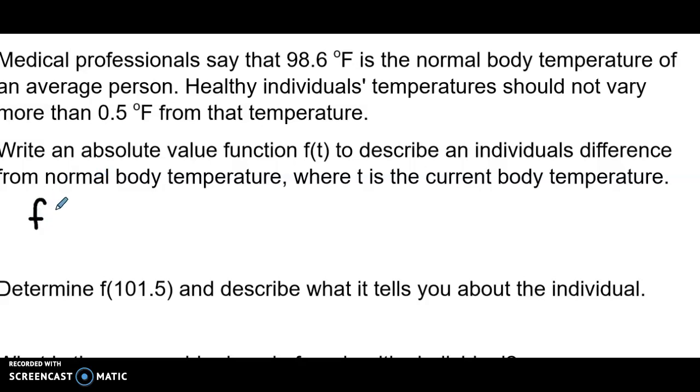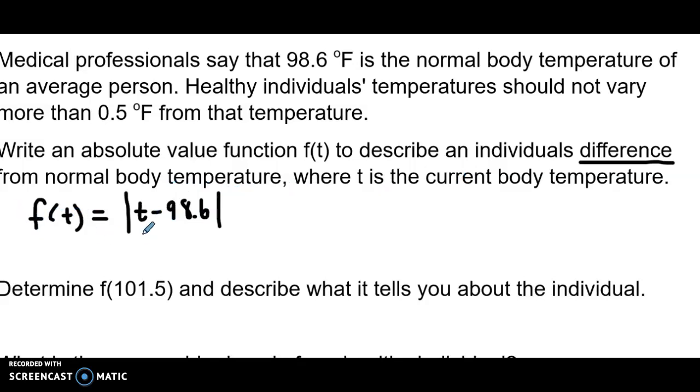So we always start with f of t equals, and absolute value, if you remember, looks like this with the 2 lines. And we want to know the difference from normal, which is 98.6 degrees. So we'll take our temperature and subtract 98.6. So our difference is t minus 98.6. Difference always means subtract. So this is our function right here.